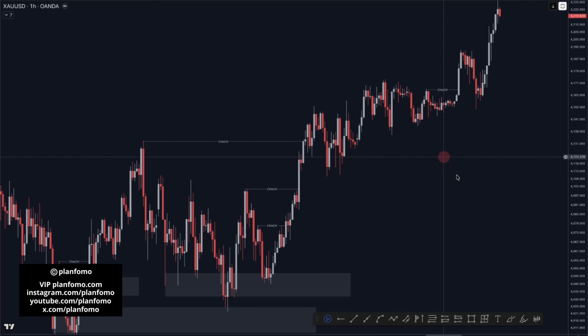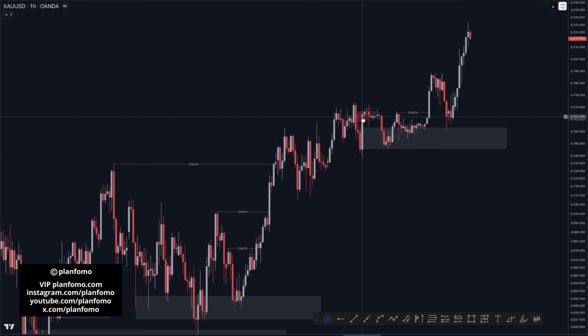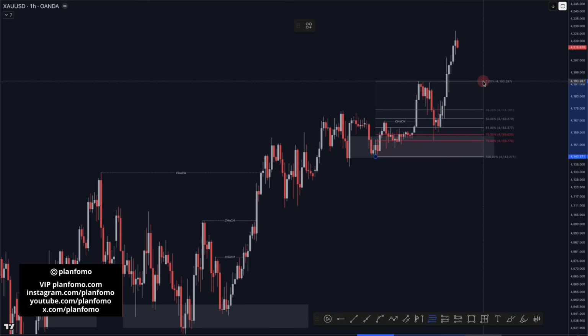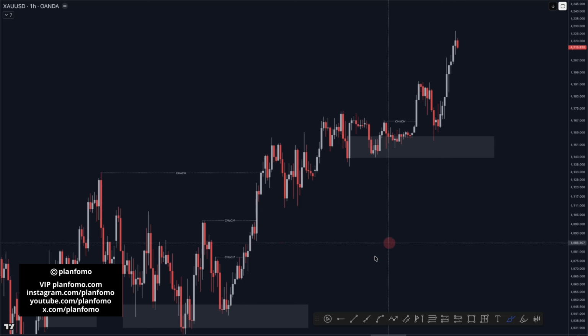Of course, I cannot say that this is some kind of change of character, but the thing is that we respected this demand. Not that perfect, but still, following this impulsive movement, demand was respected. Impulsive movement, rally to the upside. But let's take a look at the Fibonacci levels, taking the whole chunk from those lows. What was respected the most? The premium zone. So tell me that this doesn't work.